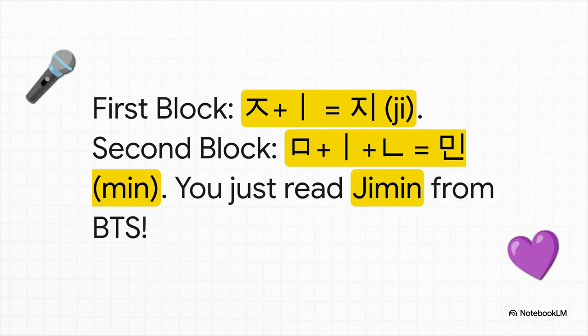Let's try a famous name. First block, we see a J sound plus an E sound. That's Ji. Second block combines an M sound plus an E sound with a final N at the bottom. That's Min. And you get Jimin from BTS.